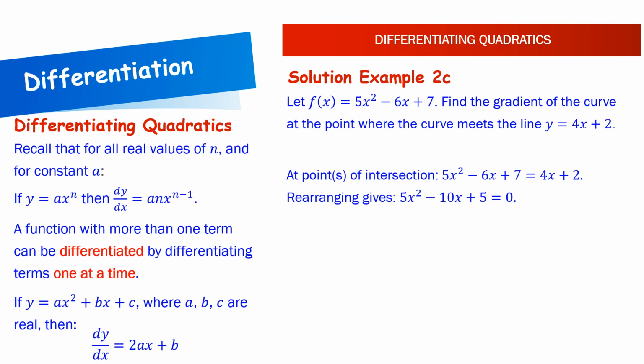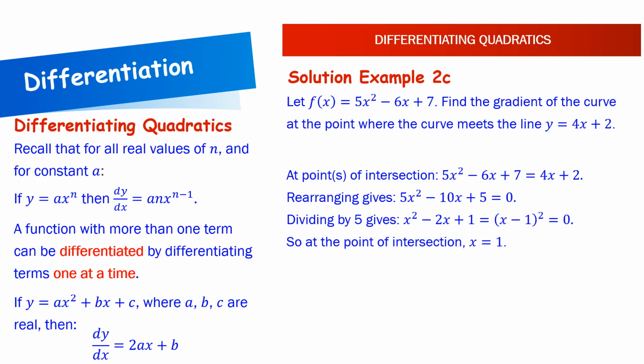So rearranging gives us 5x squared minus 10x plus 5 equals 0. And then dividing by 5, and factorizing gives (x minus 1) all squared equals 0. So at the point of intersection, x is equal to 1, because this is the only solution for this particular equation.